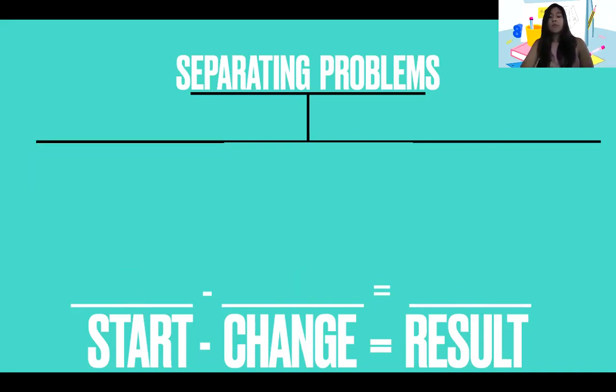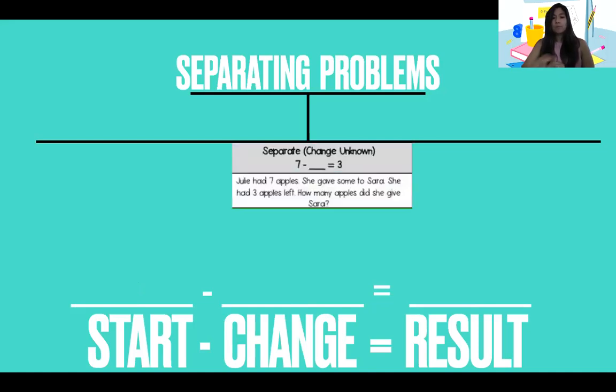The second type of word problem is the change unknown. Same story, but in this case, the problem tells us Julie had 7 apples. She gave some to Sarah. She had 3 apples left. How many apples did she give Sarah?